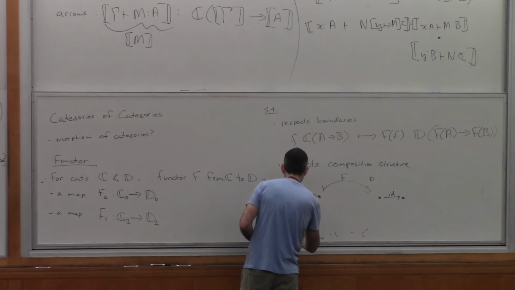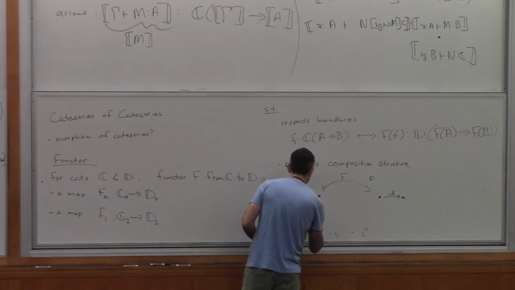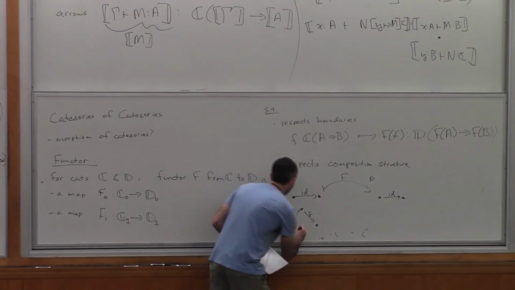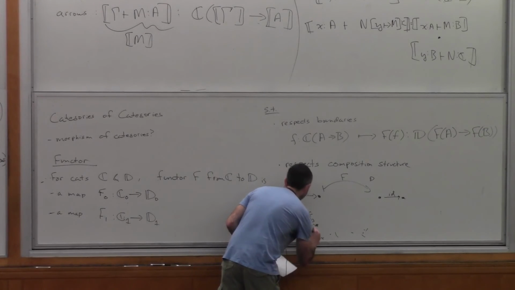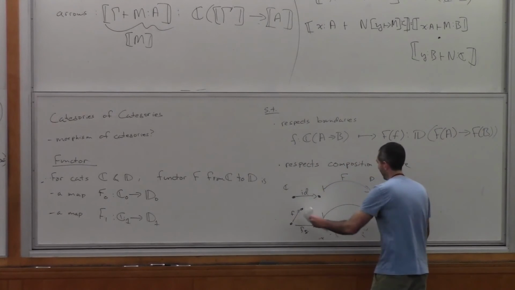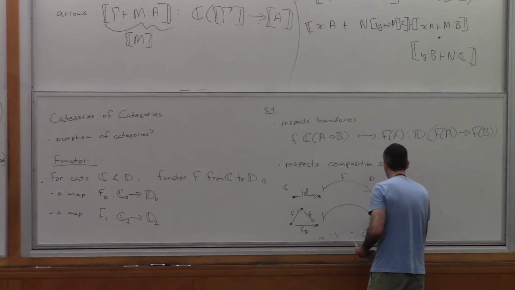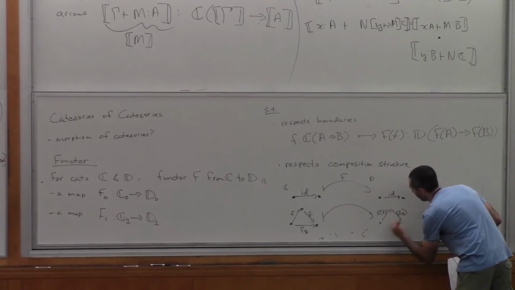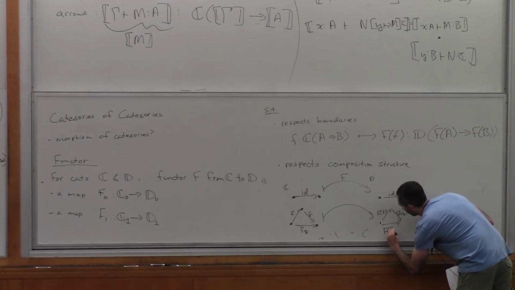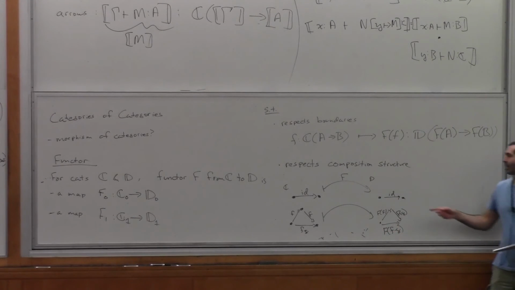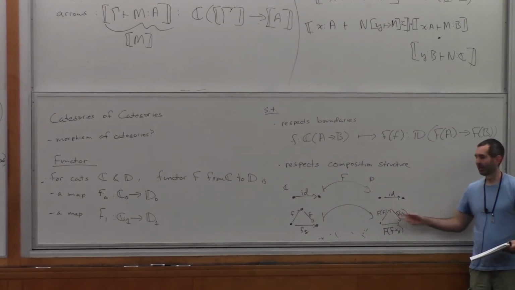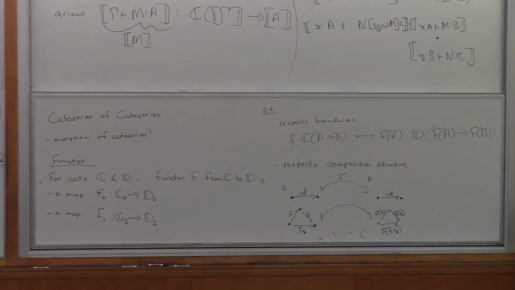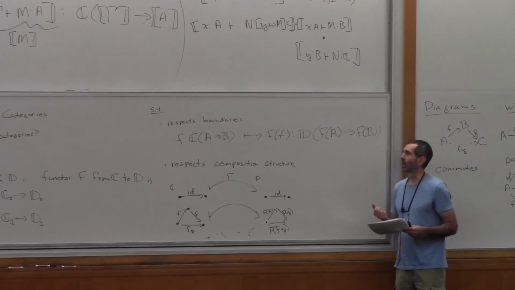So if we have here a composite in C, okay, so here are f and g, two arrows in C, and they have, therefore, a composite, f then g. Then this arrow gets mapped to F of f, and this one gets mapped to F of g, and this one gets mapped to F of the composition f followed by g, right? And so this is saying that this triangle commutes, in that the composition of the images is the image of the composite. Does that make sense?